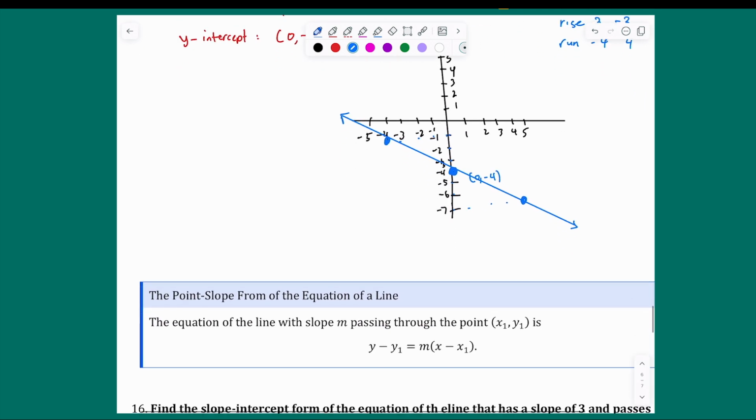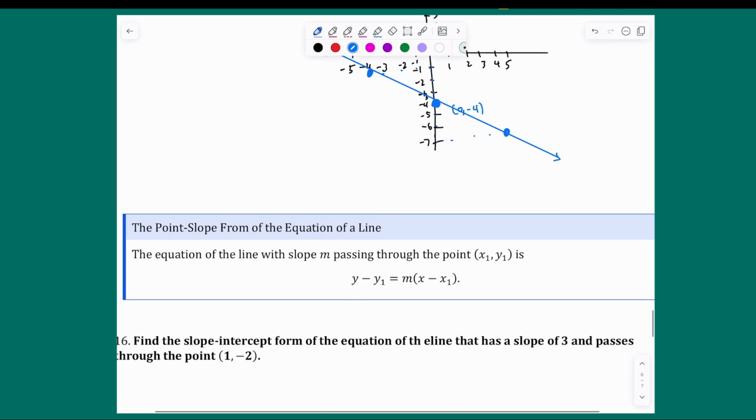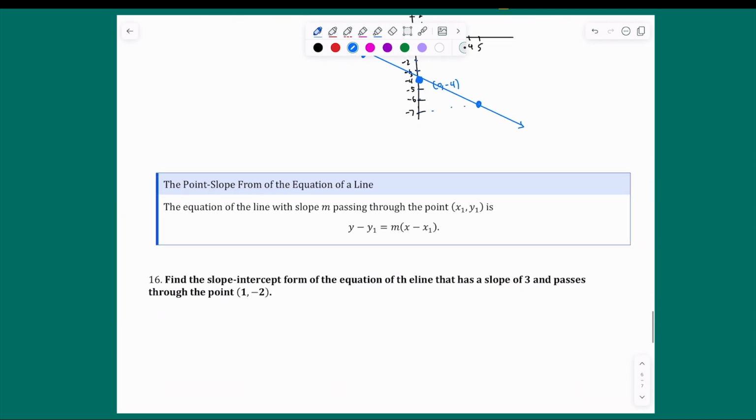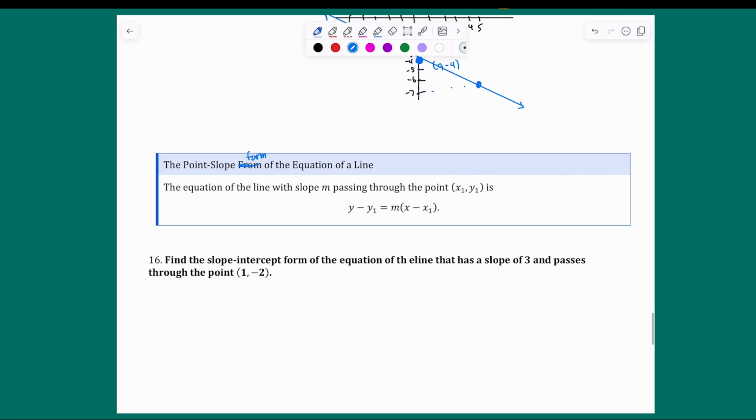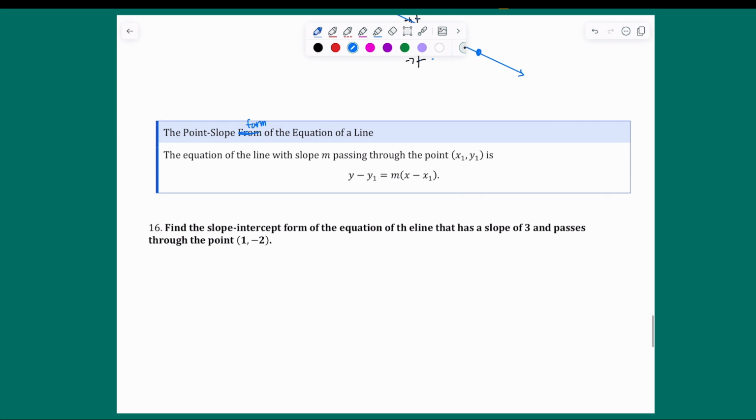Okay, moving on to finding the equations of lines. We have what's called the point-slope form of a line. The equation of the line with slope m passing through the point (x1, y1) is y minus y1 equals m times (x minus x1). So, find the slope-intercept form of the equation of the line that has a slope of 3 and passes through the point (1, -2).